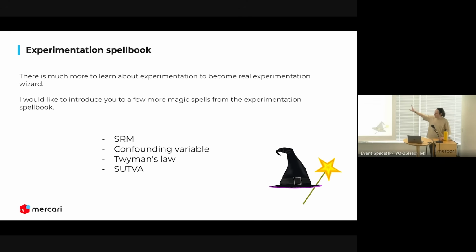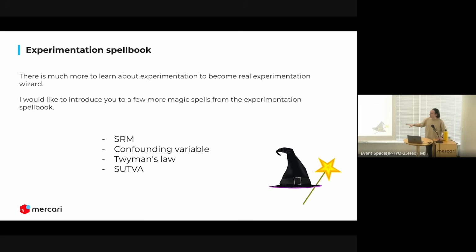But there is still so much to learn about experimentation, right? I will tell you a few spells from this experimentation spell book, so to say, because looking at the names, they can be really confusing. But once you understand what it is, it's a very catchy name, right? To remember. So one is SRM, sample ratio mismatch, and Rommel was explaining about it in his presentation. Another is confounding variable, and there is Twyman's law, and the last one is the most difficult to remember.